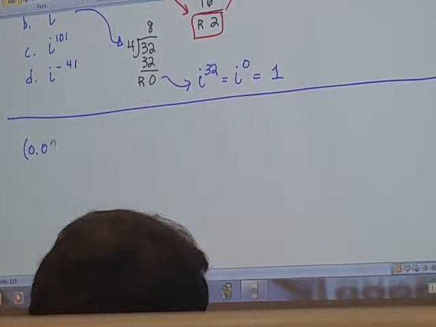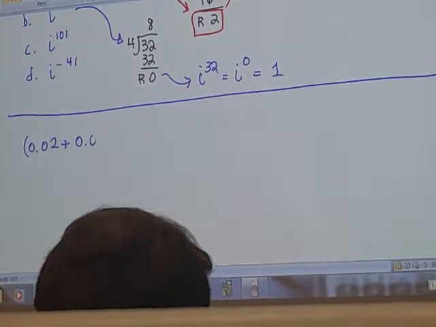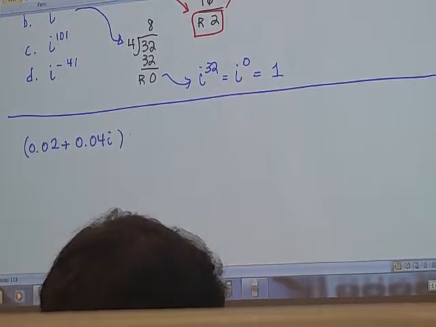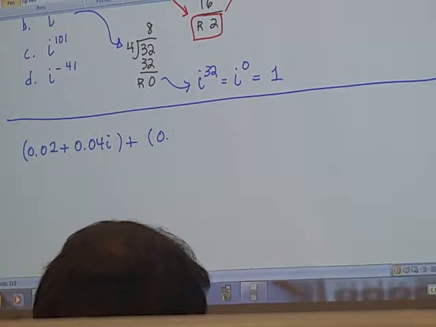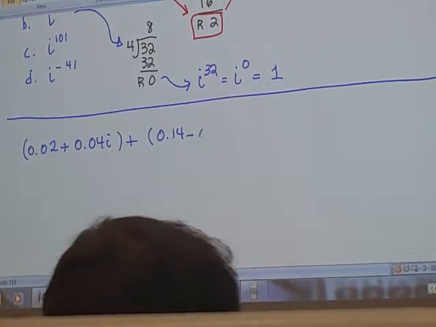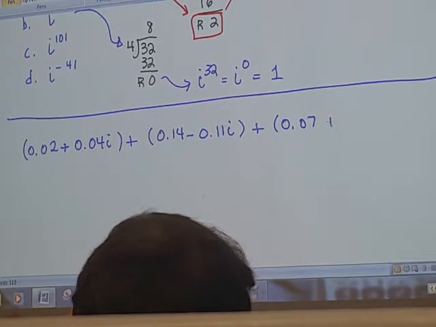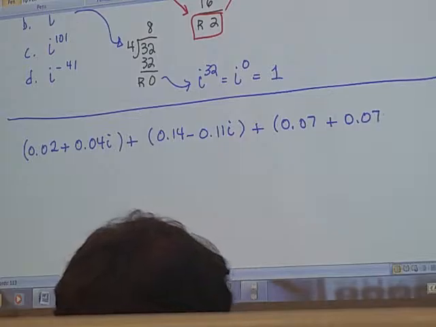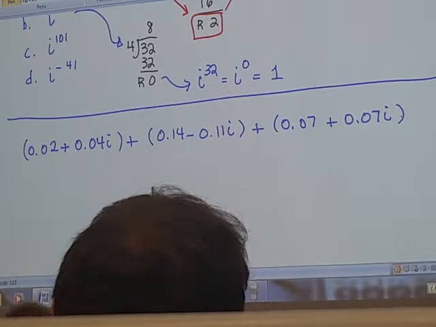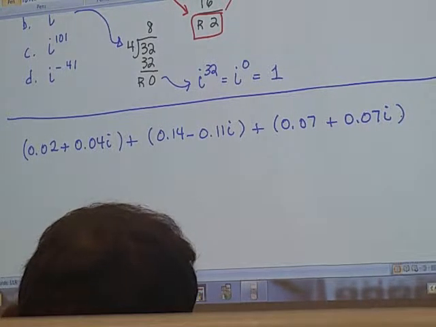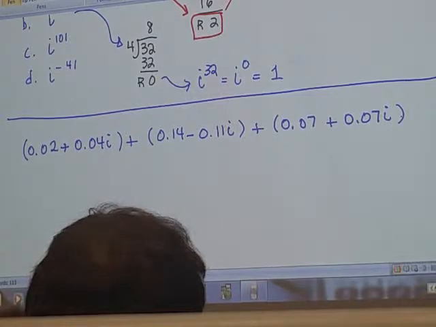So 0.02, 0.05, and 0.14, and 0.11i, and then 0.07, 0.07. You have a Casio, right?